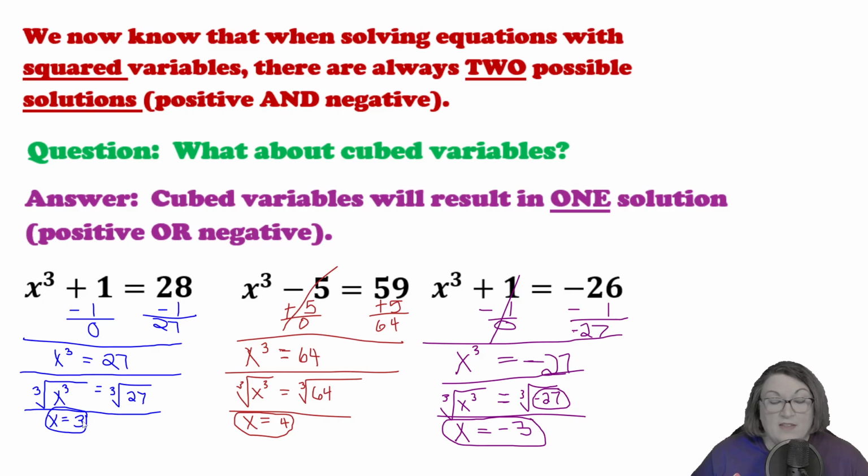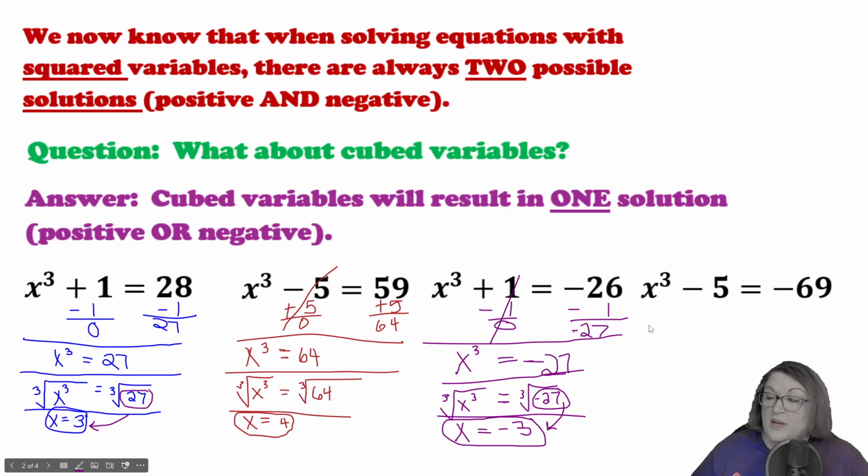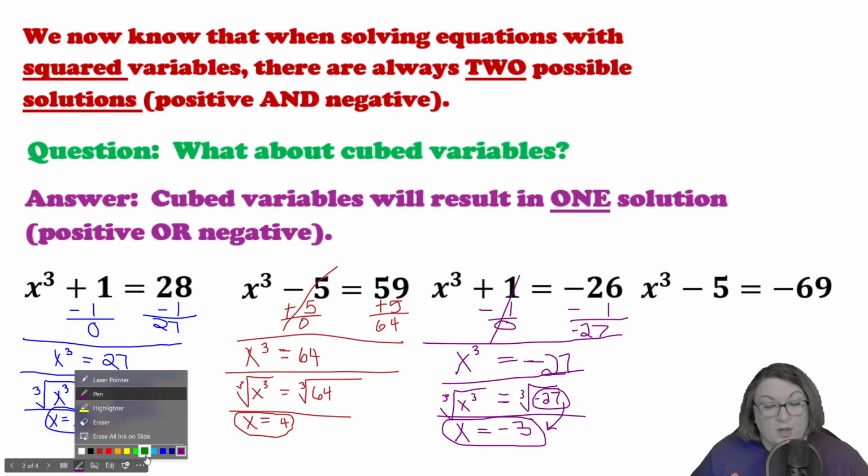So as you can see, we got the same answer as on the first one we did over here in blue. But notice this one's positive, so the answer is positive. But when this one's negative under the cube root symbol, then you're going to have a negative answer there. And then the final one, we're doing x cubed minus 5 equals negative 69. Let's change to green and do that one real quick.